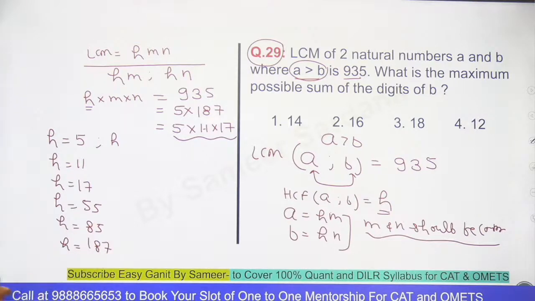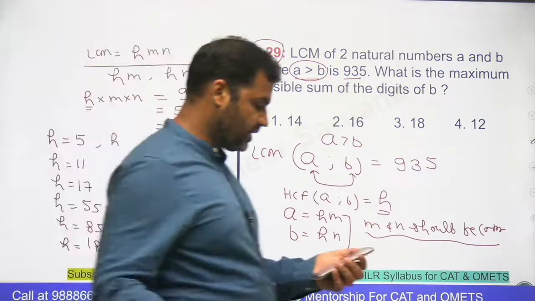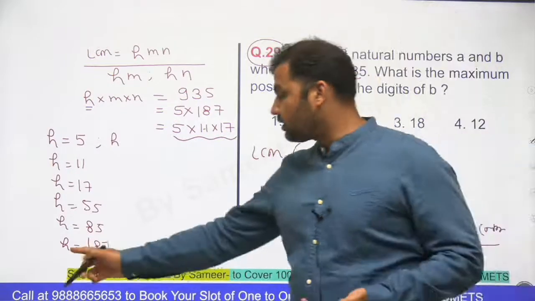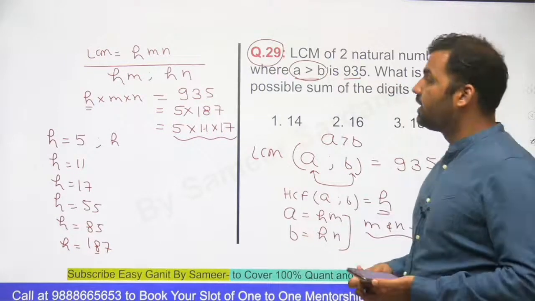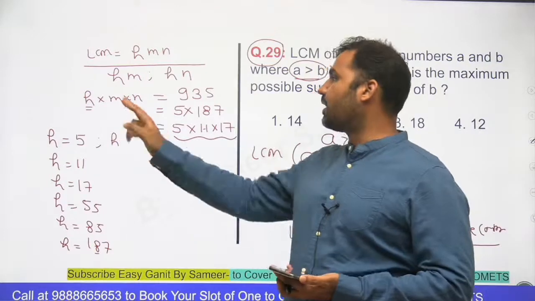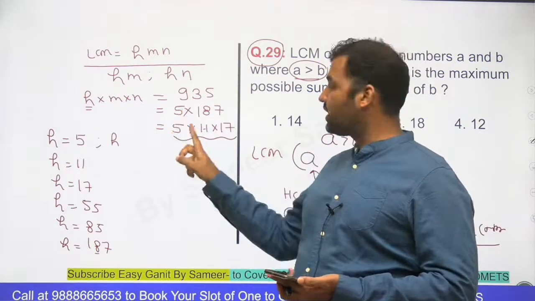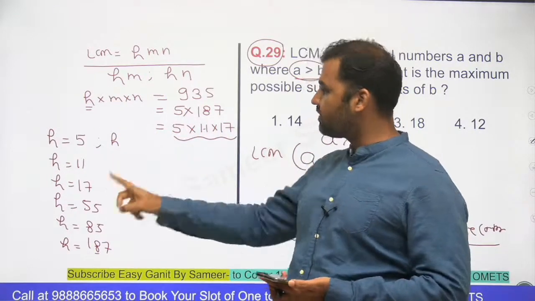187 guys, right? 187. Everybody clear with this? Yes or no? H can also be equal to 187. Right, H is basically a number. H into M into N मुझे ये चाहिए. So H 5 भी हो सकता है, 11 भी हो सकता है, 17 भी हो सकता है.